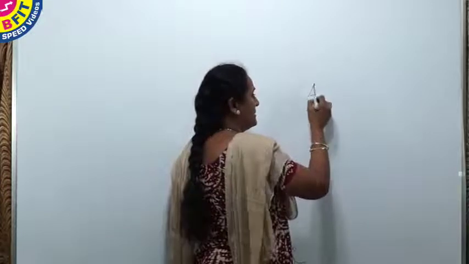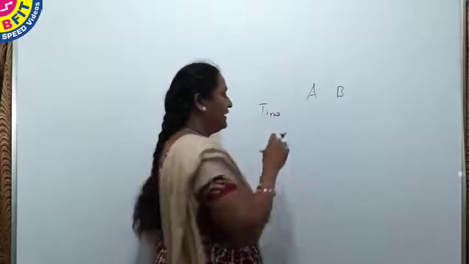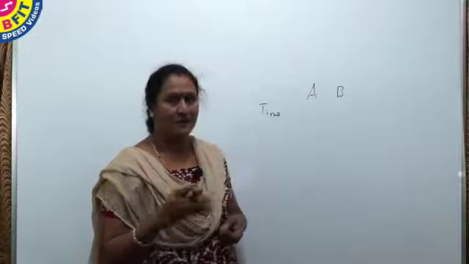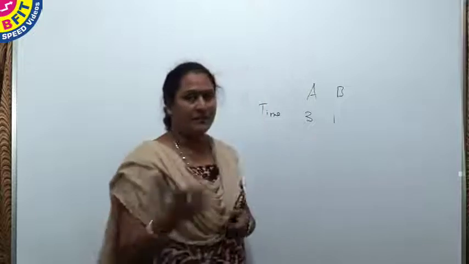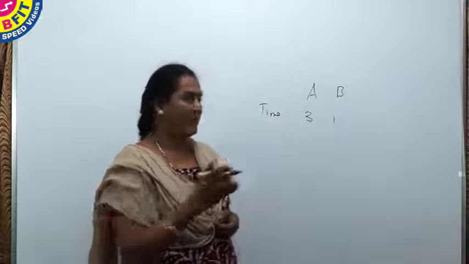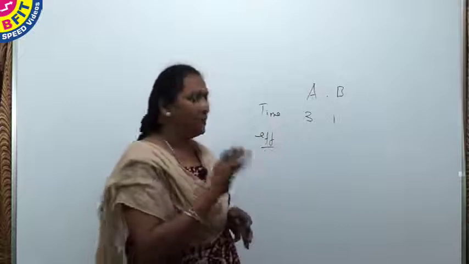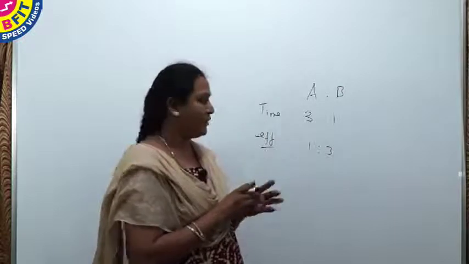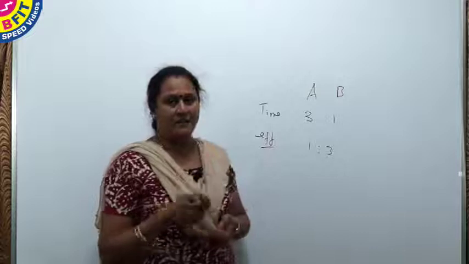So there are 2 persons, A and B, and the detail which we have is time taken. A takes thrice the time taken by B. So the ratio of time taken is 3:1. To share the wages, we need the efficiency. Efficiency is the inverse of time taken, so the ratio will be 1:3. Just invert the parts for the inverse ratio for 2 persons. Now we are asked to find A's share of wage.